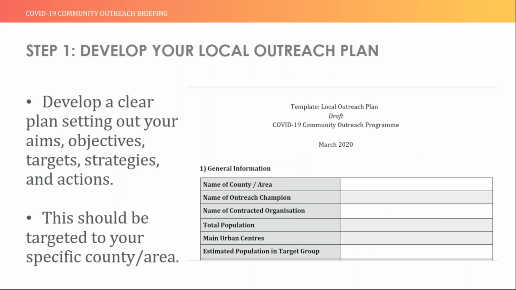So if we look at step 1, develop your local outreach plan. So develop a clear plan, setting out your aims, objectives, targets, strategies and actions. And I think we have a sample of a plan for you to screenshot there on the system. Anyway, this form should be targeted to your specific area. So to start off, you will name your area, your county, name the champion, name the contracted organisation, the total population, the main urban centres and the estimated population in the target group. Now we'll provide that template to you.